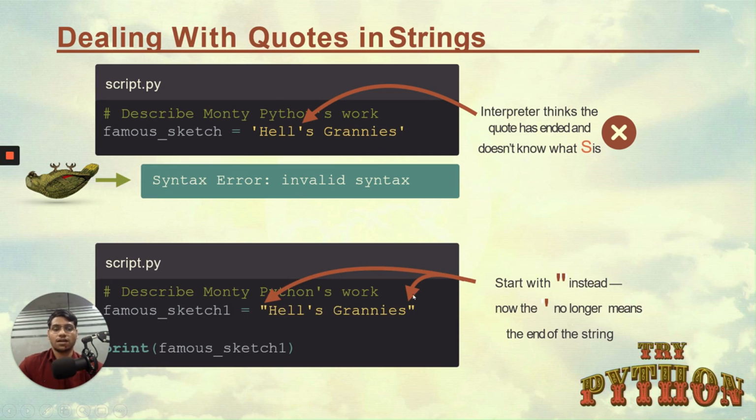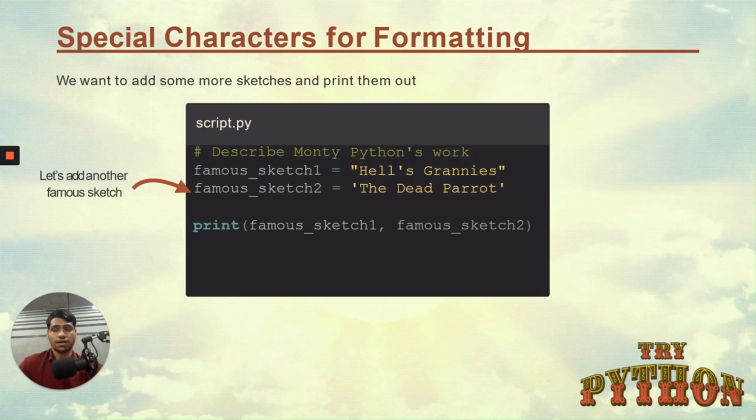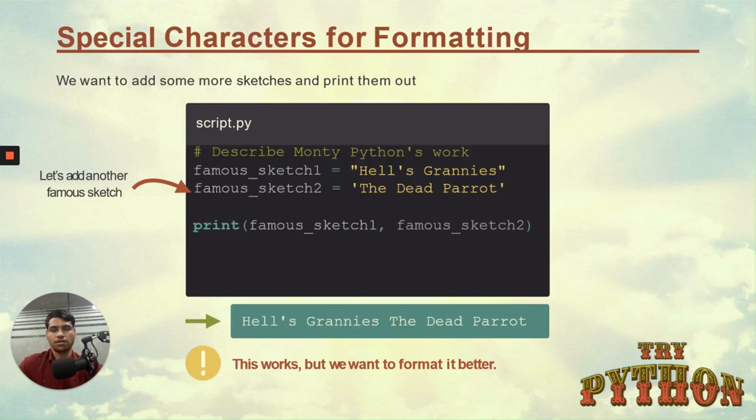In the start and the end, you'll add double quote, and in the middle, you'll add a single quote. So this will differentiate between both the quotes and you will be able to see the desired output. Special characters. Now in all the programming languages, we have this concept of special characters. Let's say that we have two variables, famous_sketch1 and famous_sketch2, and I'm just printing them. So this is how the output will look.